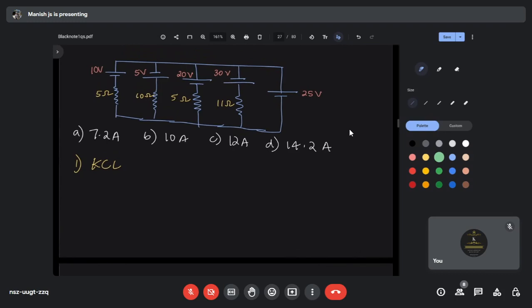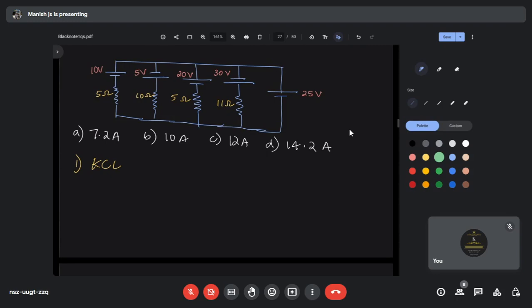The sum of the currents entering a node or a junction is always equal to the sum of the currents leaving that node or junction. If you ask what a node or a junction is, it is a point where three or more resistors, components or circuit elements meet. That point you call a node.